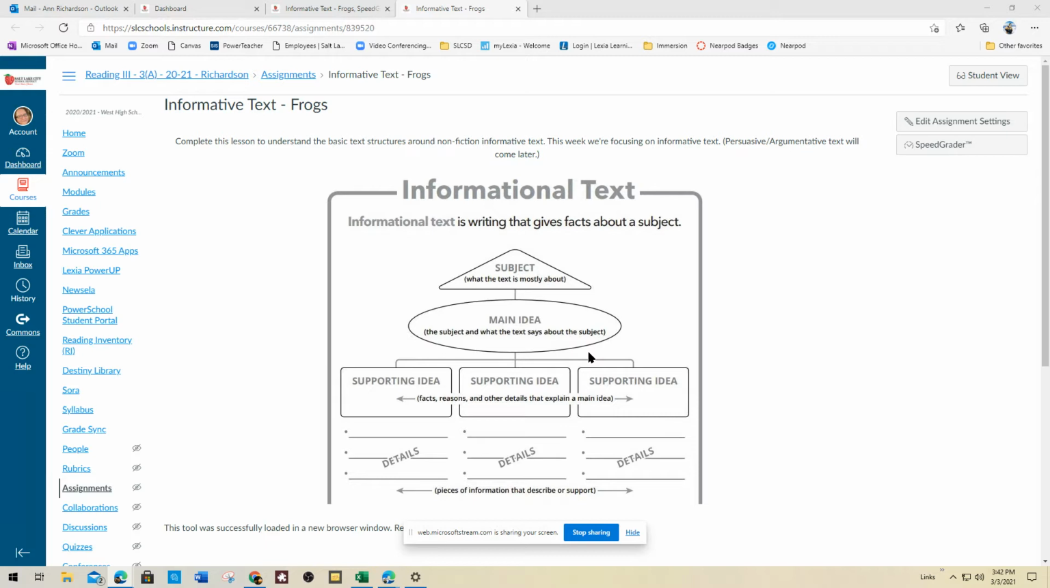The supporting idea, it's going to break it down into 3 different types of frogs. And the details would be about those specific frogs. So you're getting into smaller and smaller and smaller ideas. And you're expanding on just frogs, right? By the end, you know that the corroboree frog lives in Australia.